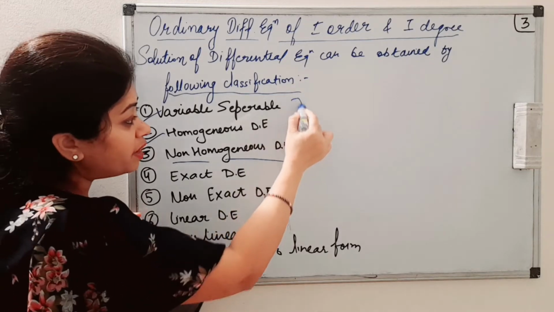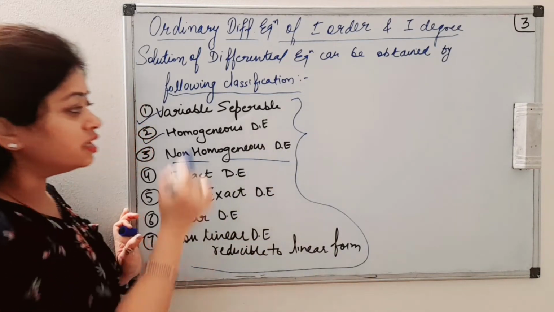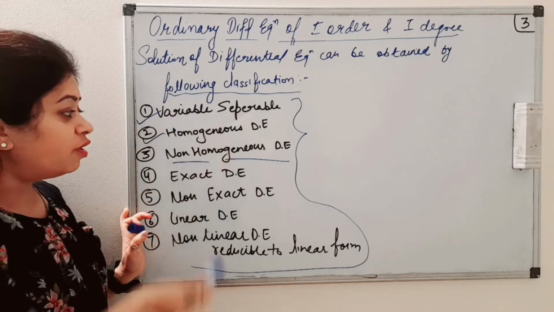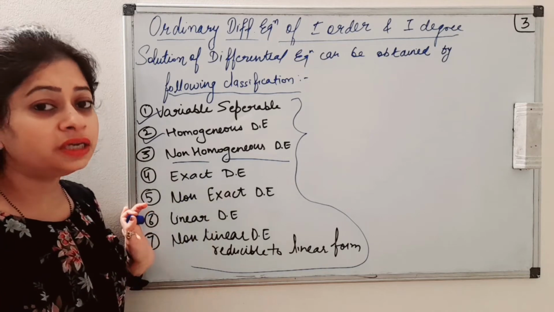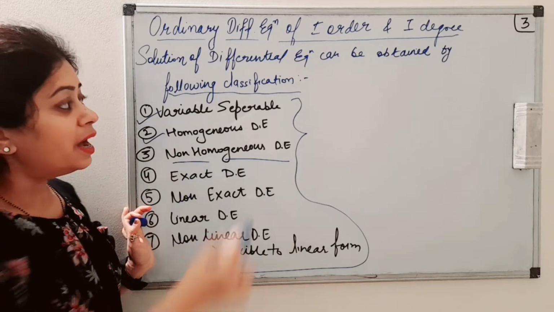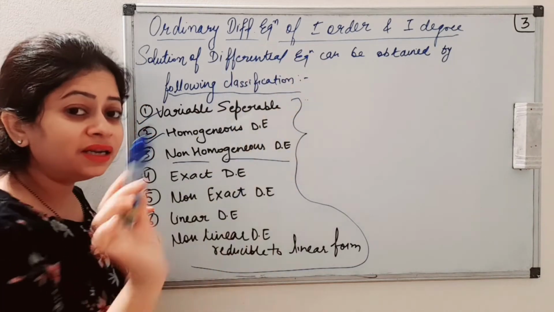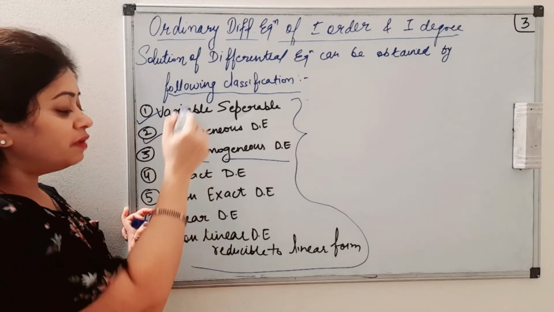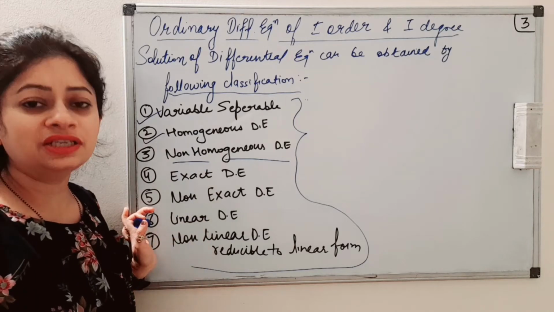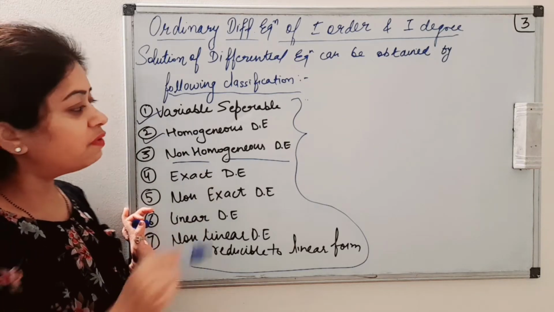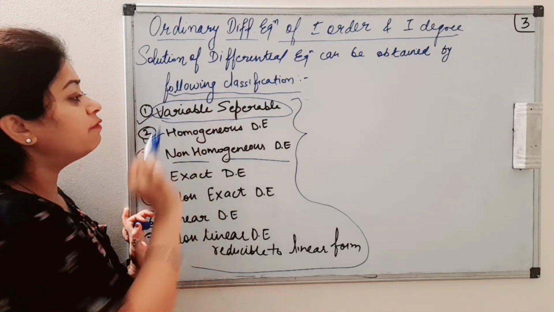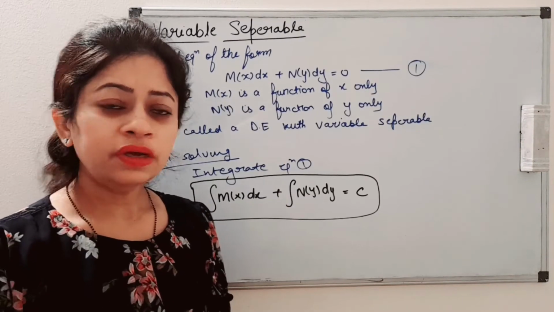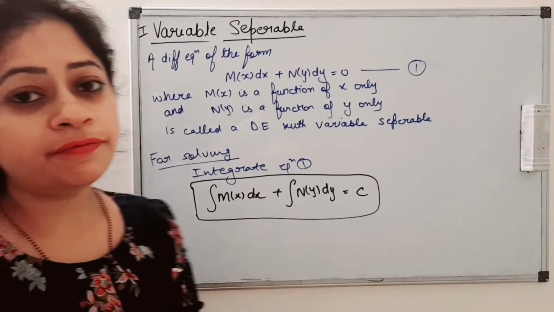One by one we will discuss all these: what happens if variables are separable, what happens if a differential equation is homogeneous, and particularly we will discuss only first order and first degree. So one by one we will discuss all these in our lectures. In this lecture today we will discuss the variable separable form. So let's come to the variable separable form now.